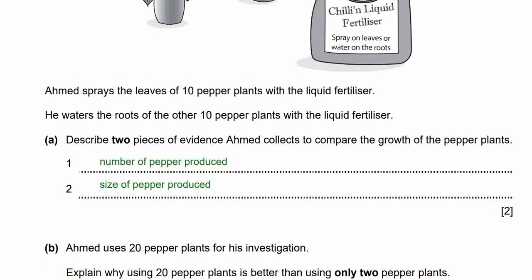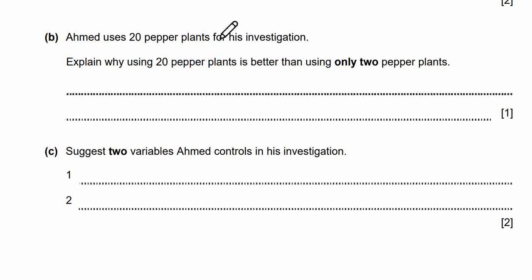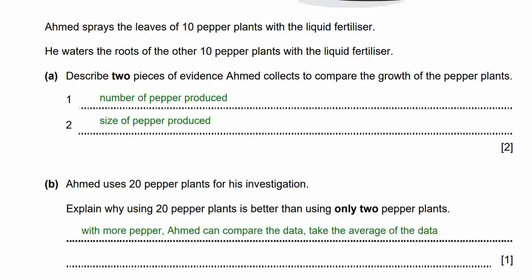Next, question B. Ahmed uses 20 pepper plants for his investigation. Explain why using 20 pepper plants is better than using only 2 pepper plants. Well, more data means Ahmed can compare and take an average of the result. So the answer will be: with more pepper plants, Ahmed can compare the data and take the average of the data. So here we go, this is our answer.